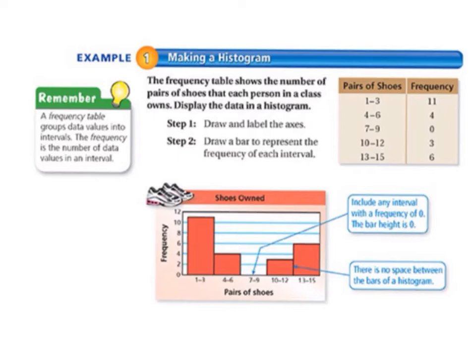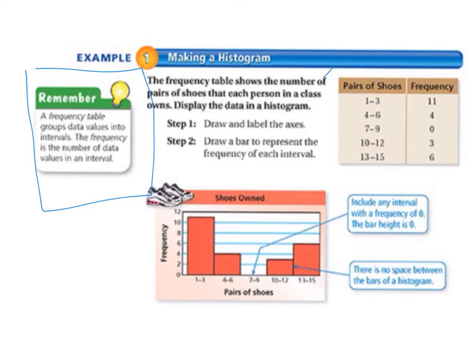Example 1, making a histogram. The frequency table shows the number of pairs of shoes that each person in a class owns. Display the data in a histogram. So first we're going to read this little box that says remember. And we need to remember that a frequency table shows groups of data values in intervals. The frequency is the number of data values in an interval.